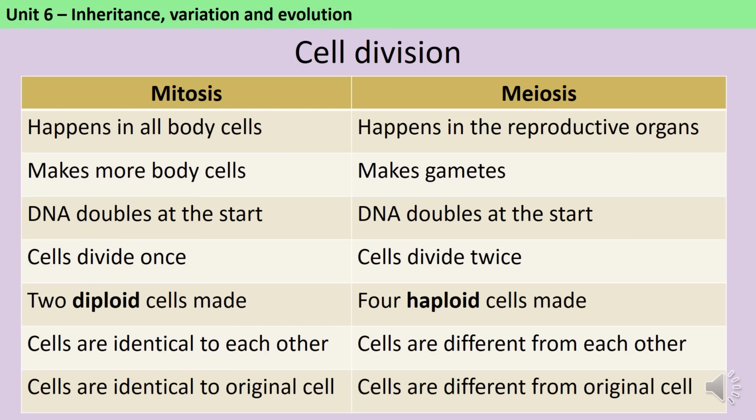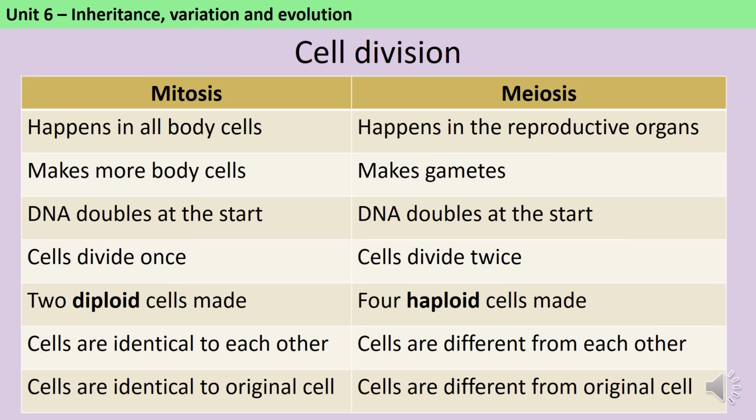You need to know about 2 types of cell division. For paper 1, we talked about mitosis, which happens in all body cells and allows them to make more body cells for growth or for repair. It starts with DNA doubling, and then the cell divides once, so there are 2 diploid cells made. These cells are identical to each other and identical to the cell they were made from.